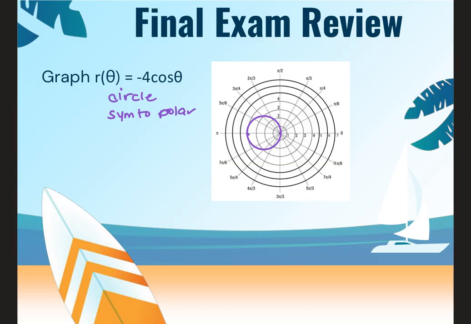Or if there was something multiplied in here, that would be a rose. If neither of those are happening and it's just a constant times cosine or sine, it's a circle. If it's cosine, it's symmetric to the polar axis, which means it's either going to be on the right or the left. Because it's negative, it went left.